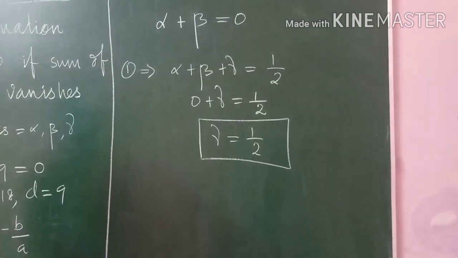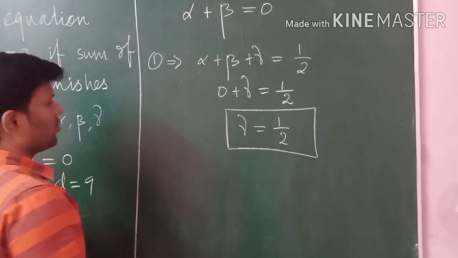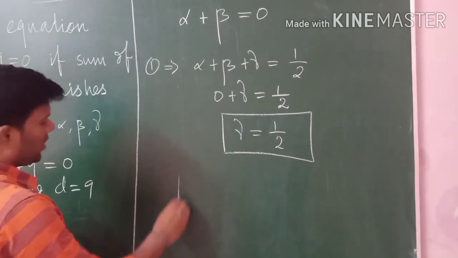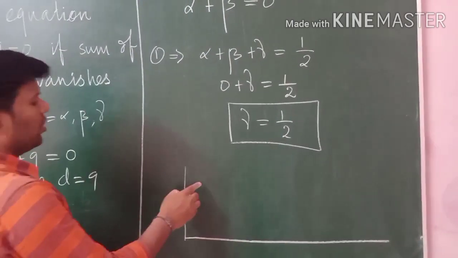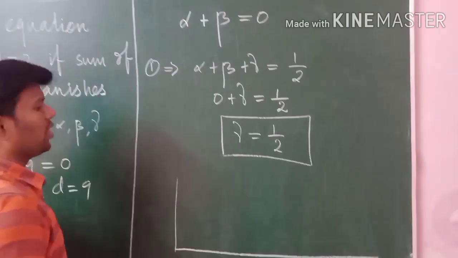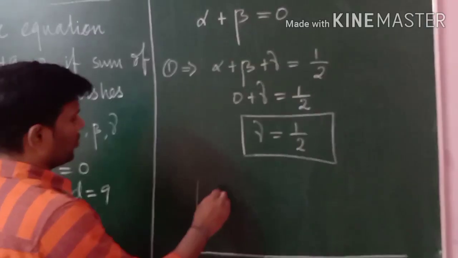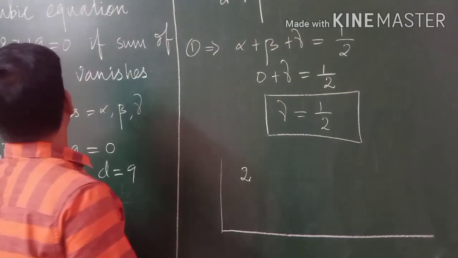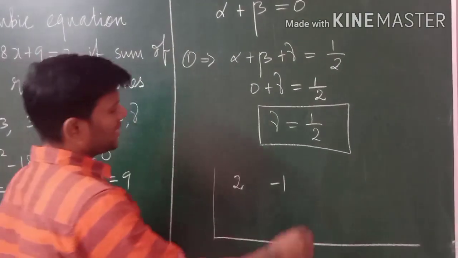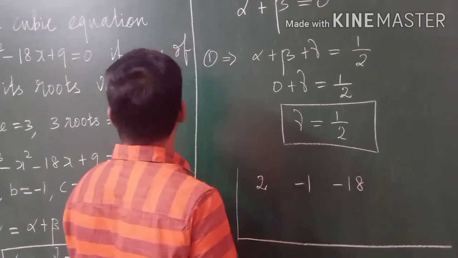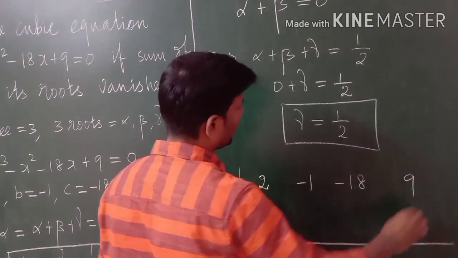Alright? So we found one root of the cubic equation. To find the other roots, what can we do? We can use synthetic division. So what do we do in synthetic division? In the first row we write the coefficients of the cubic equation. 2x cube, so I write 2, minus x square, I write minus 1, minus 18x, I write minus 18, and constant term 9.